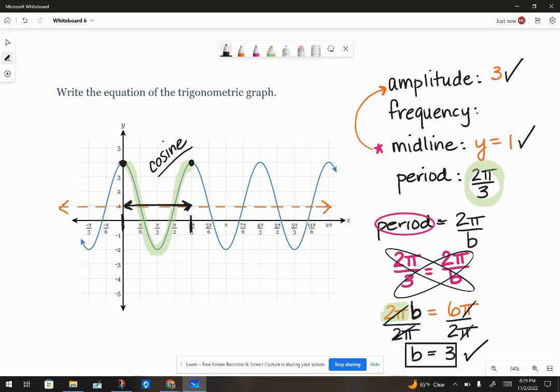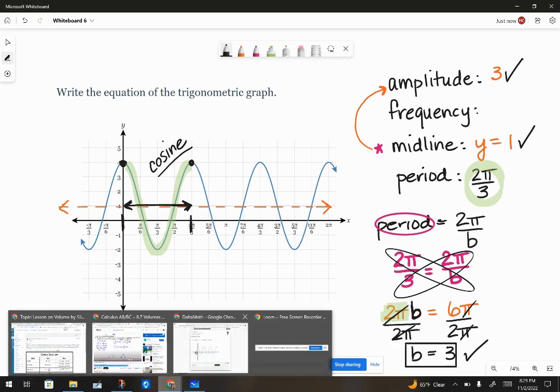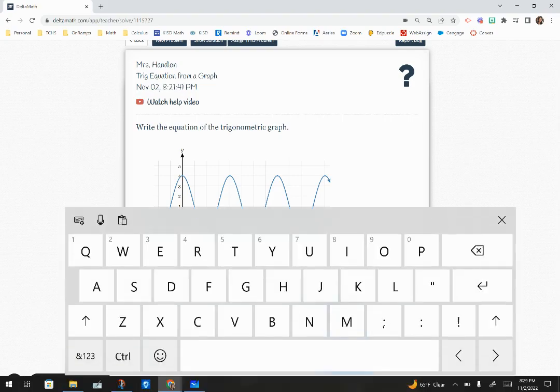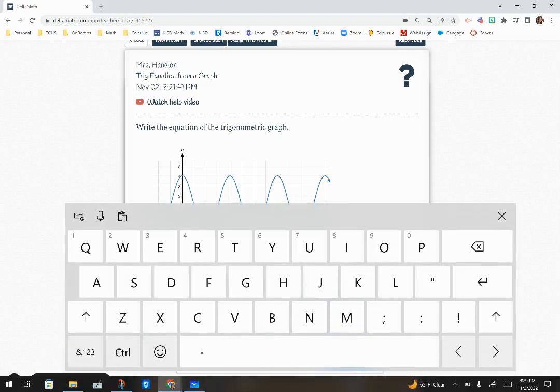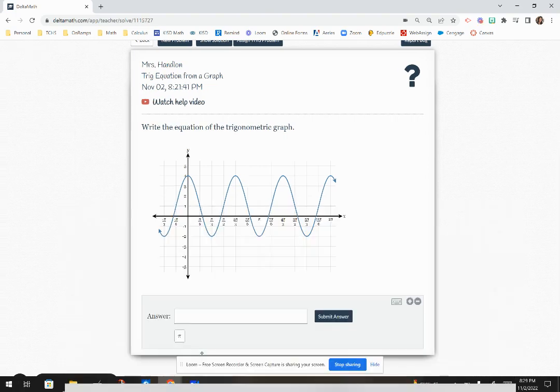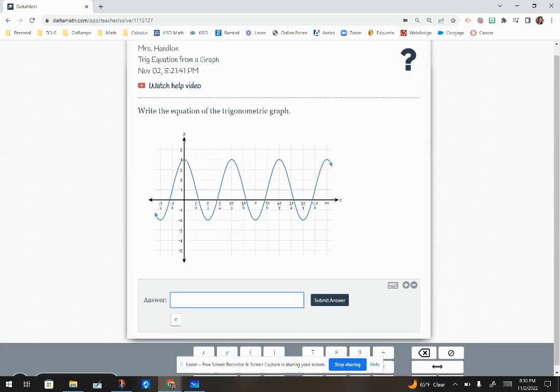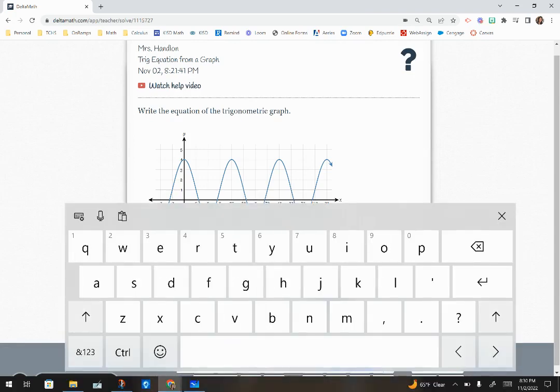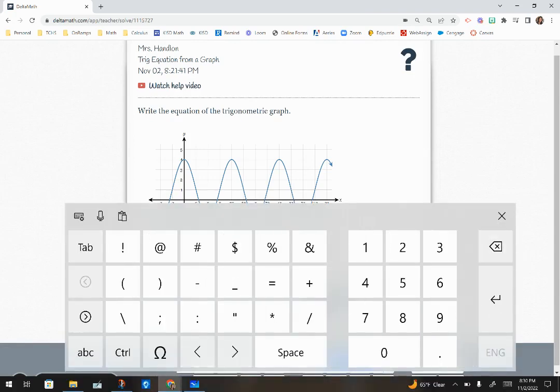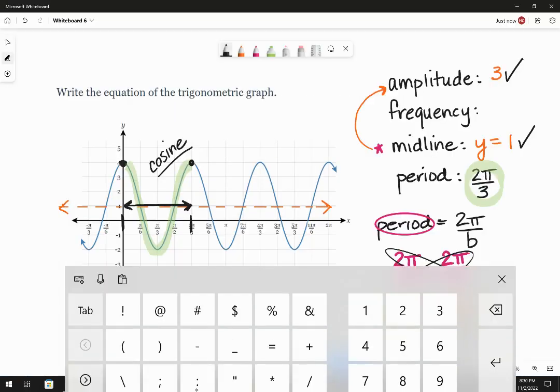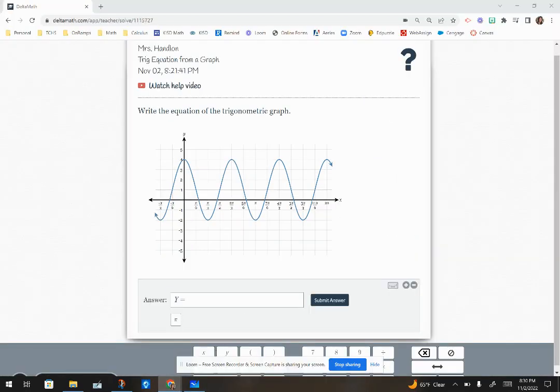So I'm going to take that information, go back over here, and I want you to notice that the instructions here say write an equation. So make sure you do type y equals. Let me do this. So we're going to type y equals, and then the amp value. What was the amp value? I forgot already, a 3. So amp value was a 3.